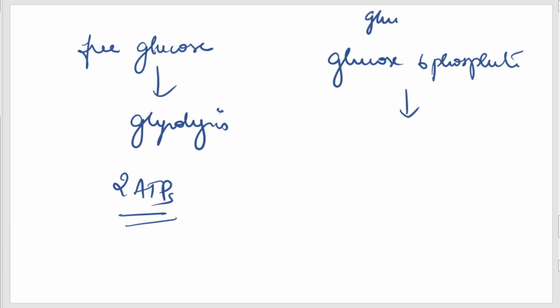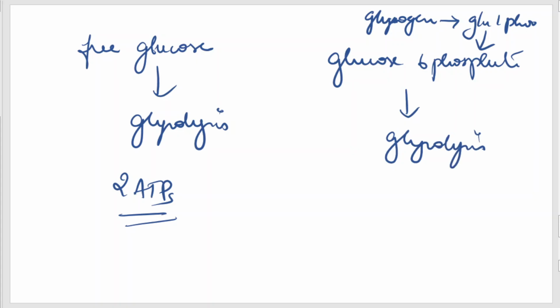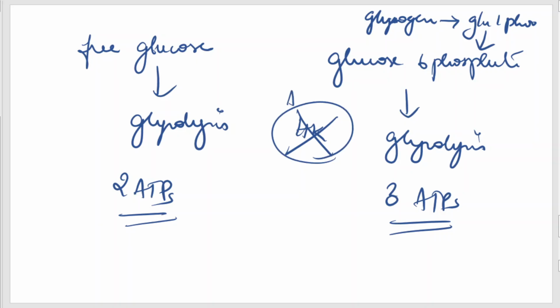From the muscle glycogen molecule, glucose 1 phosphate is released. This 1 phosphate is converted to 6 phosphate by a mutase reaction. This 6 phosphate now enters into the glycolysis. So the first step, that is the hexokinase step, is bypassed here. So how many ATPs do we get? We get 3 ATPs. So plus 1, because in hexokinase 1 ATP will be utilized.